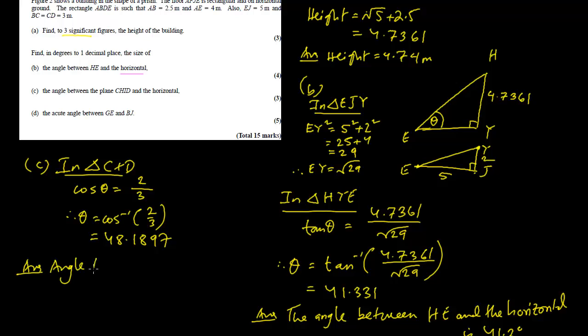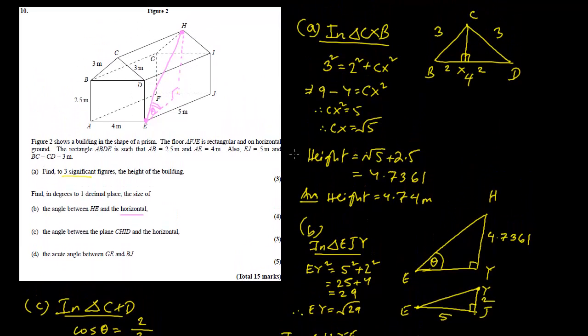the angle between CHID and the horizontal is, we need one decimal place, that means from the beginning, 48.2 degrees. That's the answer. Question number D: the acute angle between GE and BJ.